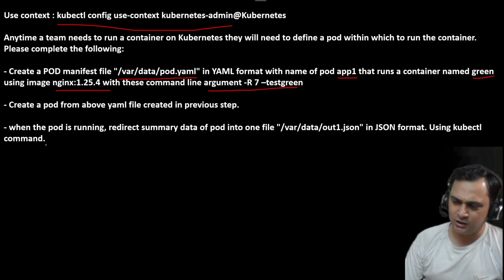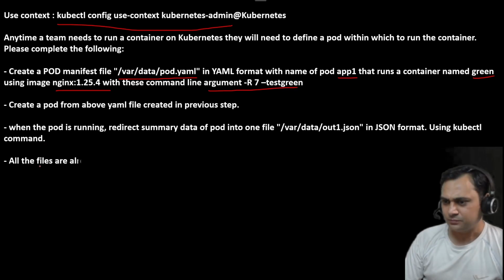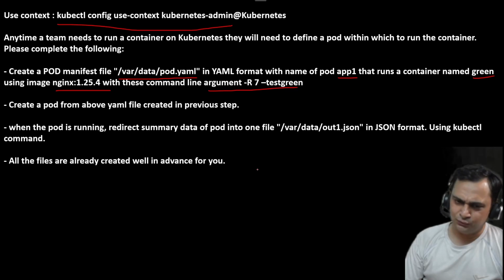format using the kubectl command. As we know that we use kubectl -o yaml for YAML format, but if we use -o json, it will print the JSON format. That's it. The examiner wants to know whether you are aware of this JSON format or not. All the files are already created well in advance for you. That's it. In this question, first we need to create a pod YAML file. The name of the pod is this, container name is this, green, image using this one, and argument is here. Here we can use command /bin/echo that will print this argument.